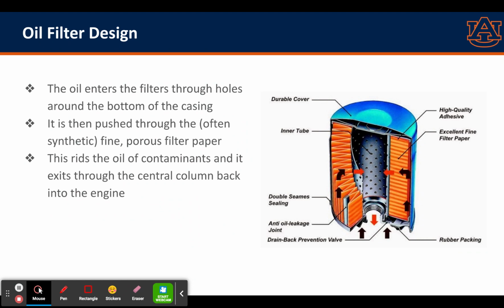So how an oil filter works: the oil enters the filter through holes around the bottom of the casing. It's then pushed through a fine porous filter, which is typically made of a synthetic material, and this rids the oil of contaminants. It exits through the central column back into the engine, where it completes that cycle over and over, going through the engine, coming back through the filter, getting filtered, getting rid of all that dust, debris, and metal fragments that may come from the engine, and making sure that your oil lasts longer.